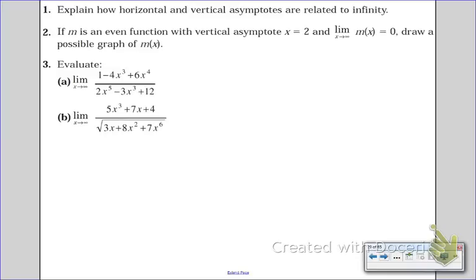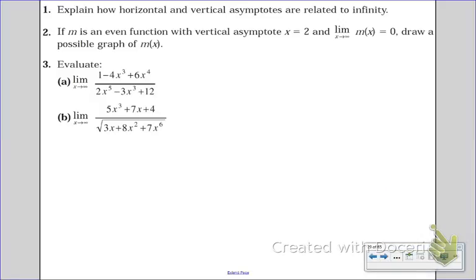Good. So for the horizontal asymptote, it's when the limit is approaching infinity. So as x goes to infinity, we're taking the limit at infinity. A vertical asymptote is where the limit equals infinity, meaning it's going up or it's going down. So that's how those two are related to infinity.